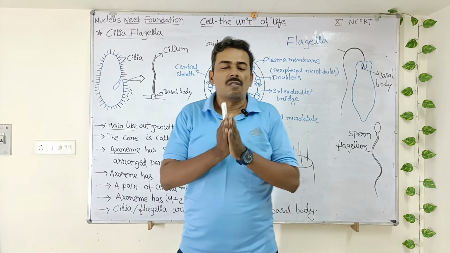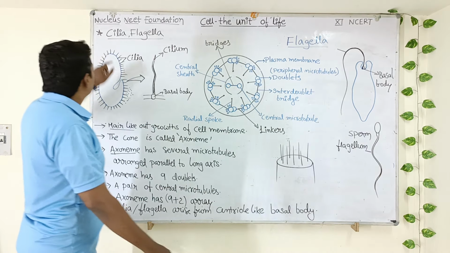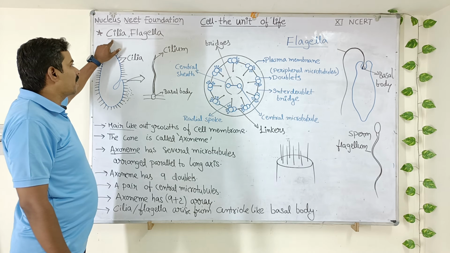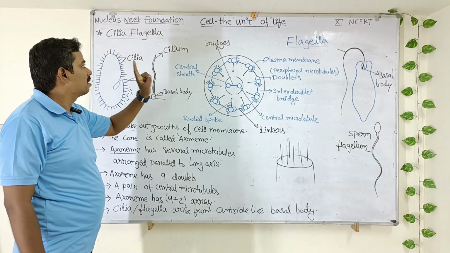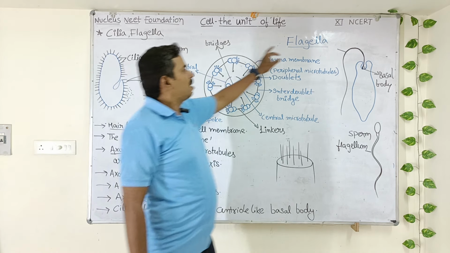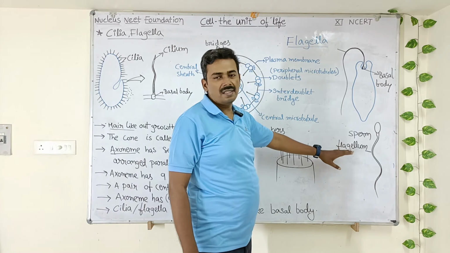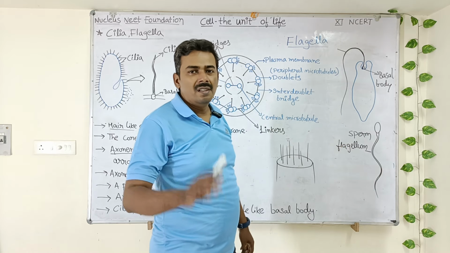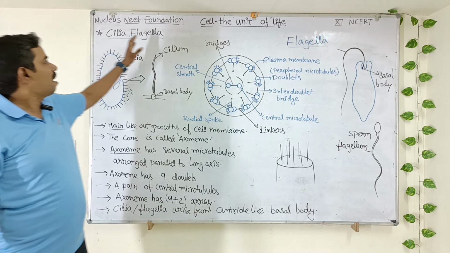You should not get confused with singular and plural forms. Look here, cilia is the plural form, whereas cilium means one. Flagella is plural. The singular form of flagella is flagellum. Understood? Are you clear? Now let us discuss the structure of cilia and flagella.